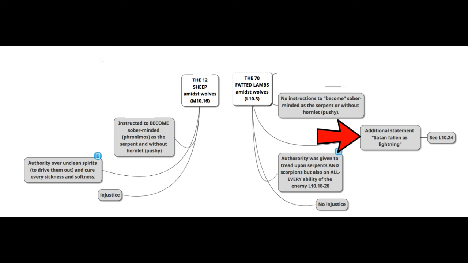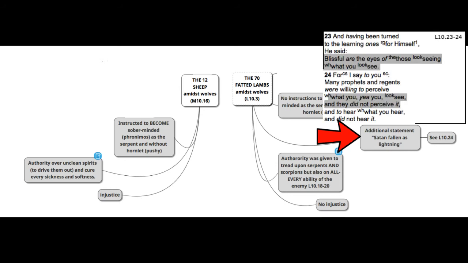And the statement Jesus makes that I perceived Satan suggests that these too perceive what he perceives in relationship to Satan fallen as lightning. Where in Luke 10:23, Jesus said to them, blissful are the eyes of those seeing what you see. For I say to you, many prophets and regents were willing to perceive what you, yea, you see, and they did not perceive it, and to hear what you hear and did not hear it. Which this statement is specific to the class of the fatted lambs, where Jesus didn't make the statement to the 12 regarding Satan.